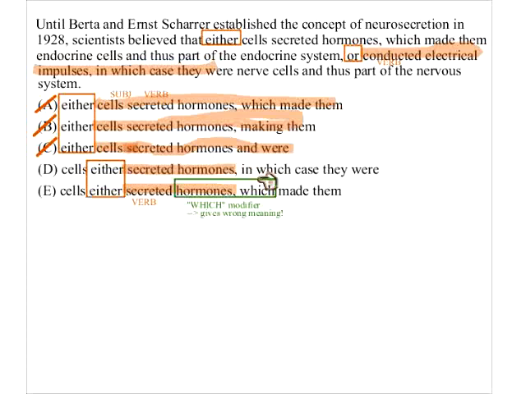Because you guys know the word which automatically applies to whatever noun is right here. So this modifier, taken literally, means that the hormones caused these cells to be endocrine cells. Okay, this is not true. Because if you say which made them, you're saying the hormones made these things endocrine cells.